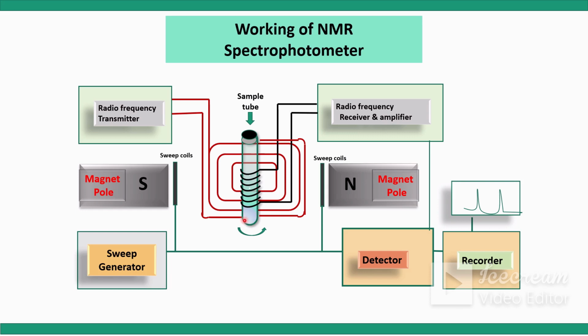This tube is kept rotating in the applied magnetic field so that average molecules are exposed to the magnetic field and the irradiated radio frequency light. That sample tube is kept in the magnetic field, and the coils of the radio frequency transmitter and radio frequency receiver are wrapped around it.